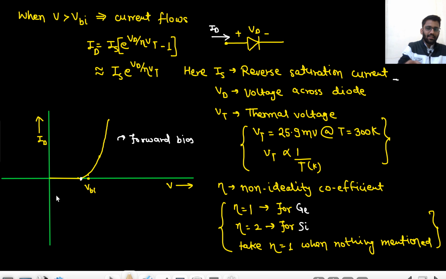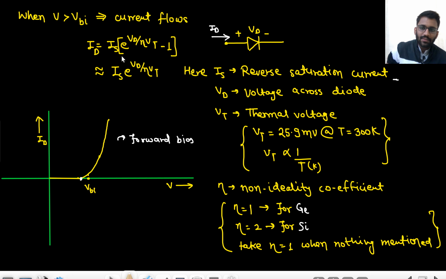Okay, so this is the expression, this is the curve. For sometimes no current, and when we cross the built-in potential, it will rise like exponential. Okay, so ID equals to Is e to the power Vd upon neta Vt. Vd is the voltage across the diode, Vt is the thermal voltage, neta is the non-ideality coefficient, that is 1 for germanium and 2 for silicon. And when nothing is given, you would always take neta equals to 1.